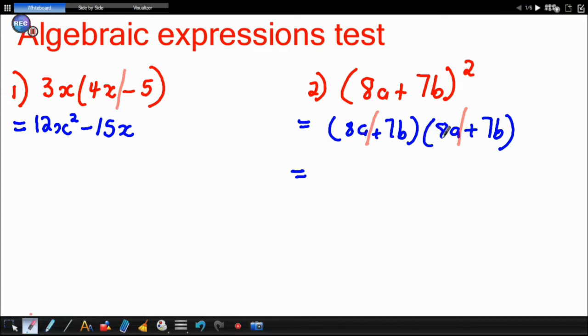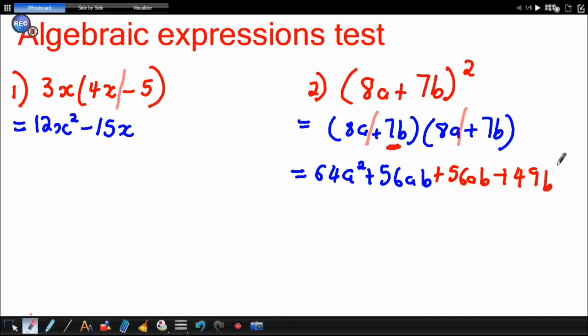Right, let's see. We have 8a times 8a, which will give you 64a squared. And then you have 8a times 7b with the sign, and then you will have 56ab. Now I move on to the next one, multiplying this 7b with these two terms. So we'll say 7b times 8a, which will again give you 56ab. Then you have 7b times 7b, which of course will give you 49b squared. Right, and then now we can simplify if we do see like terms.